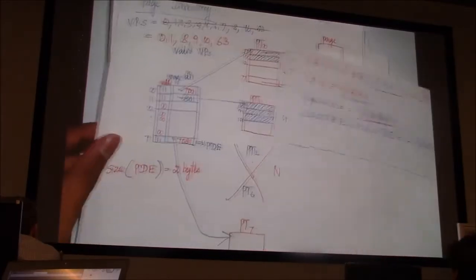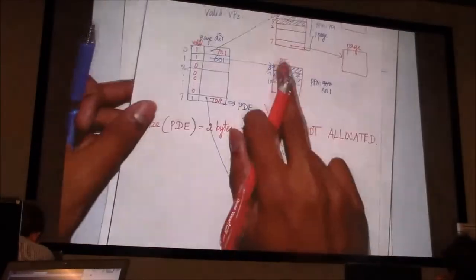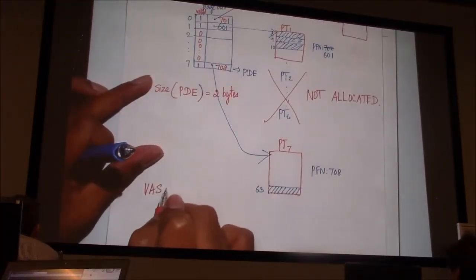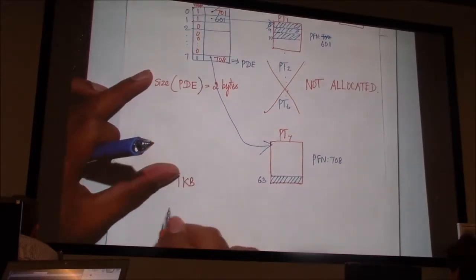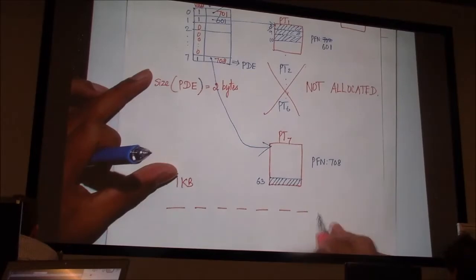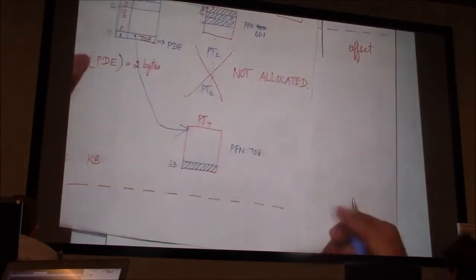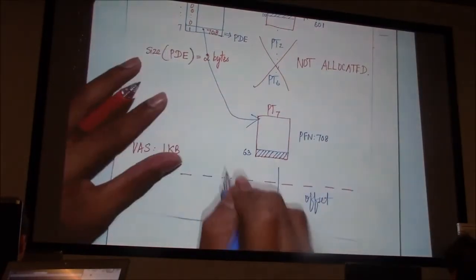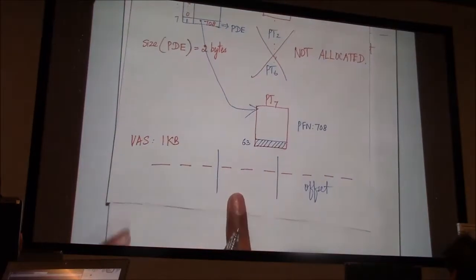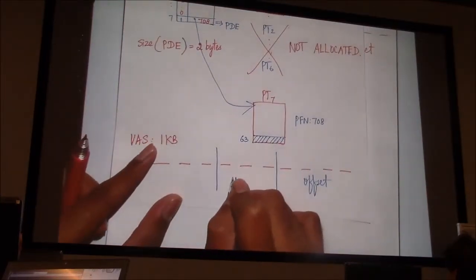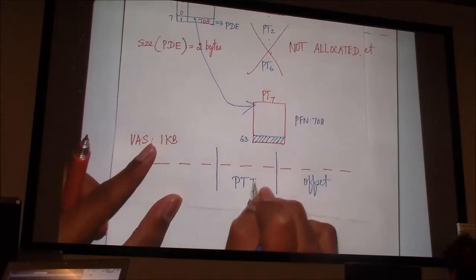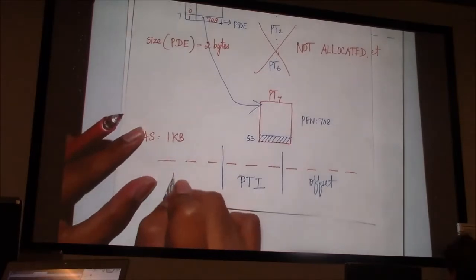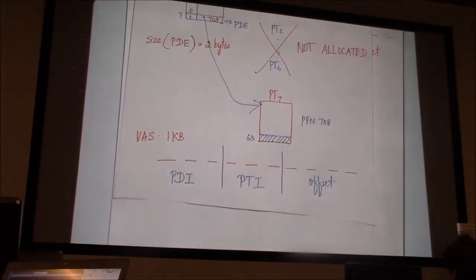Okay, I think I forgot to mention that in this setup, let's again take the old thing where we had a virtual address space of 1 KB with 10 bits. In this case, these 4 bits were for the offset, and you needed these 3 bits, which in this setup are called the page table index, PTI. These 3 bits are called the page directory index.